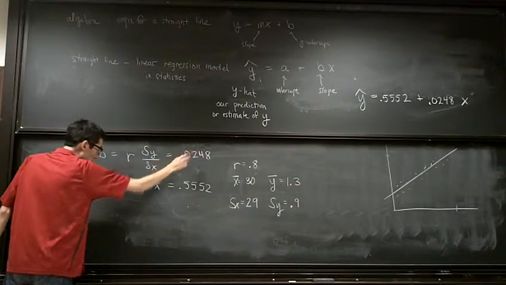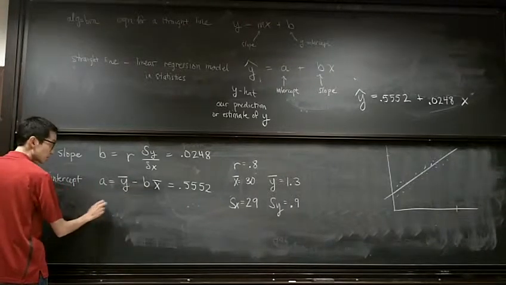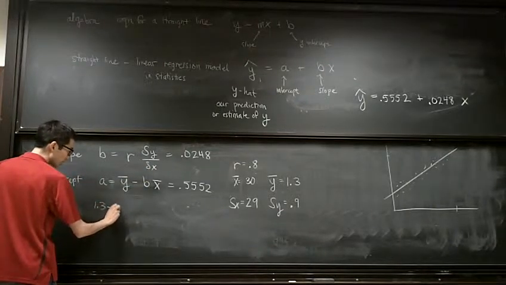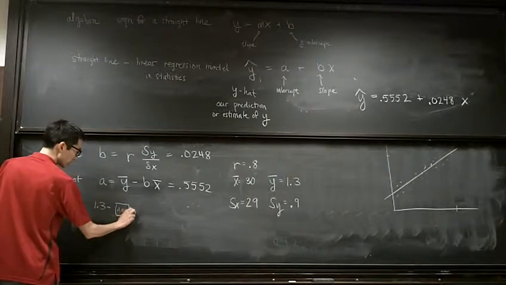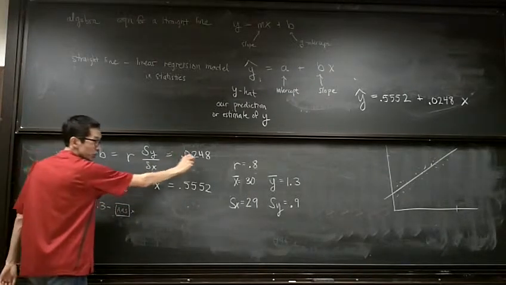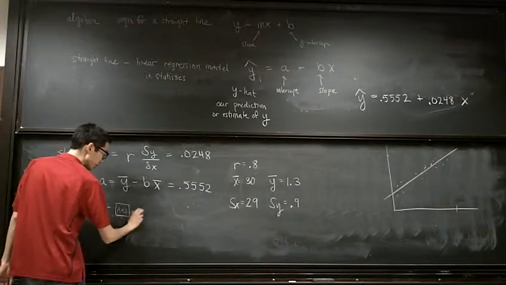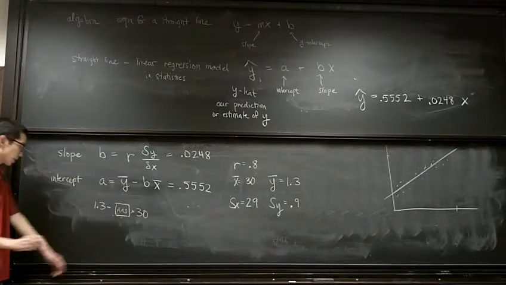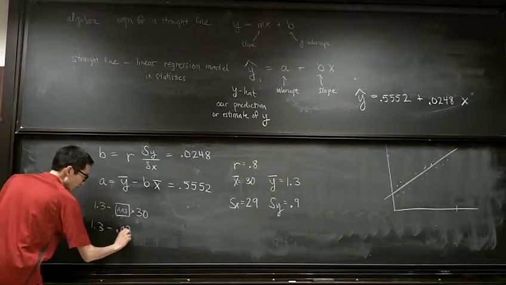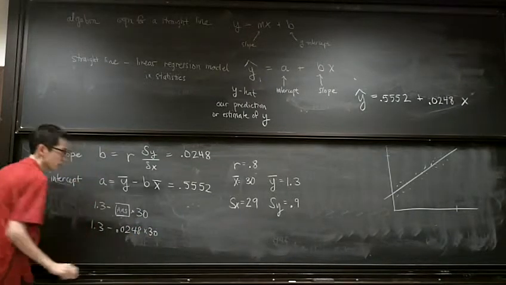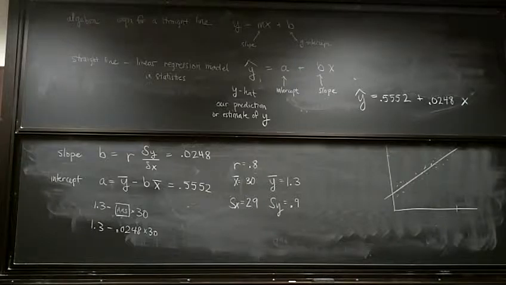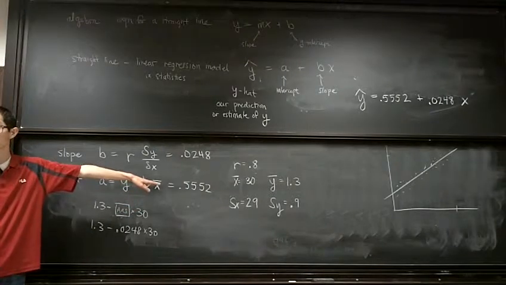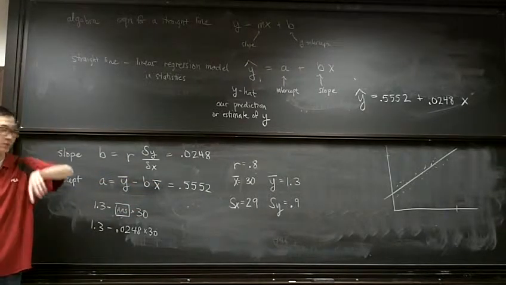I know here I'm rounding to 4 decimals, but in my calculator, I typed in 1.3 minus, and I hit the answer key, times, because the answer key represents 0.0248, times 30, okay? And when I did that, I get 0.5552, right? Or you can just do 1.3 minus 0.0248 times 30 if you don't have an answer button in your calculator. Okay. Is that okay? And I get 0.5552.